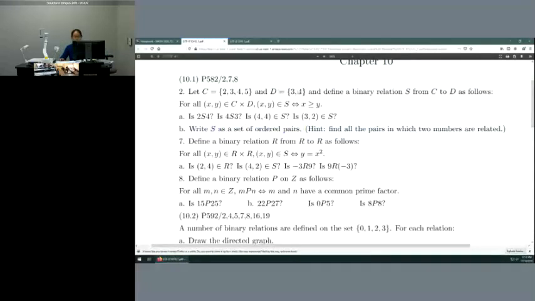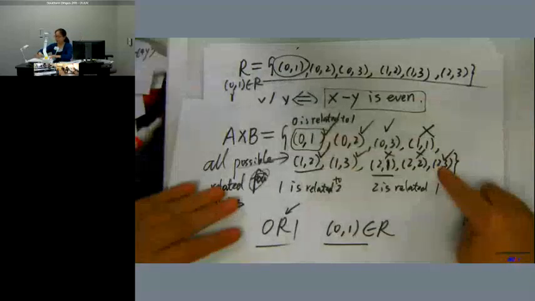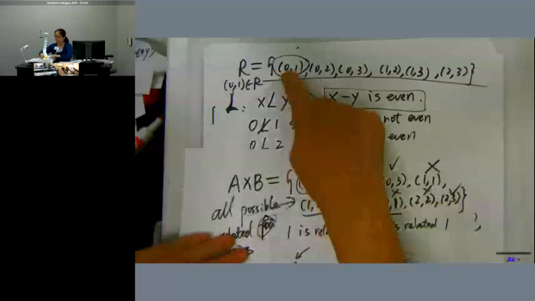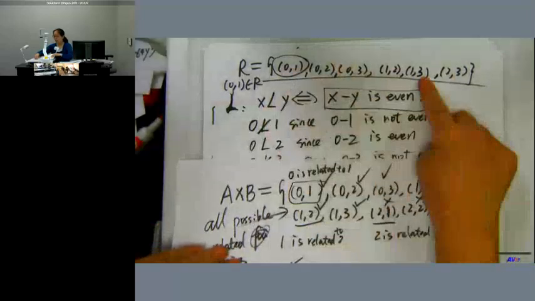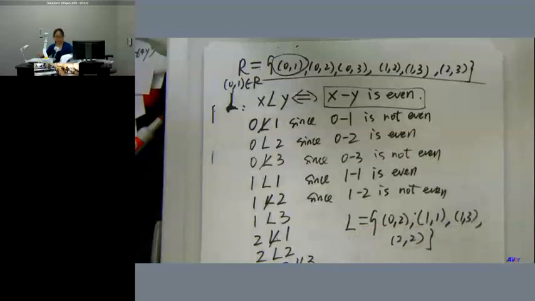You've got to check (2,3), (2,4), and (3,3), (3,4), and (4,3), (4,4), (5,3), (5,4). Find out all the related pairs, just like what I did in that example. So I listed all the possible ones, and then I plug each one into the relation to check which ones satisfy the relation, and write down all of them in the set. That's relation R, that's relation L. Okay, so that's the first question.